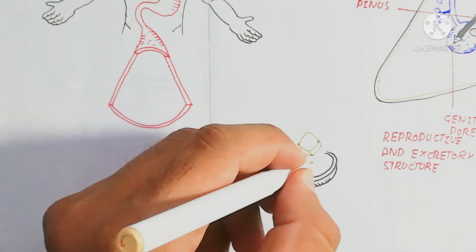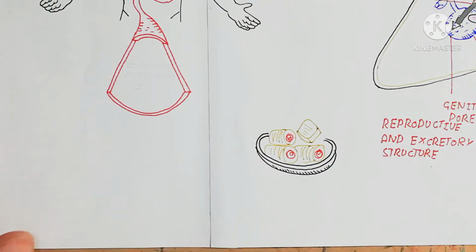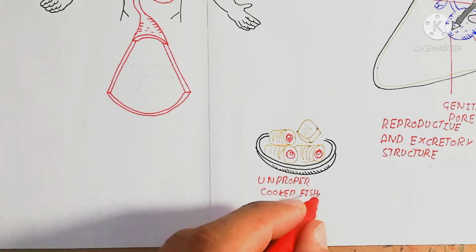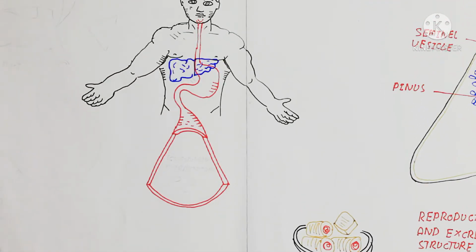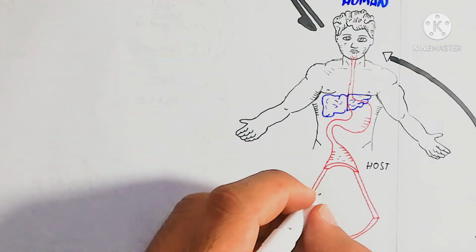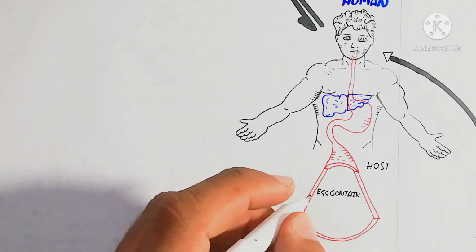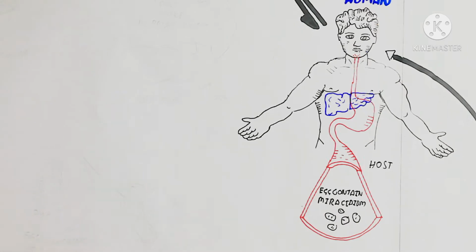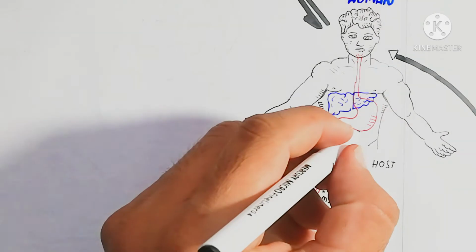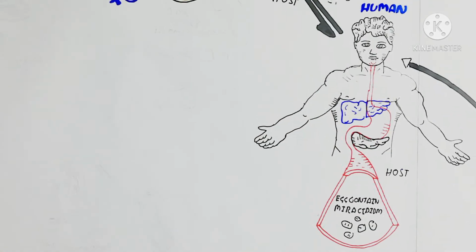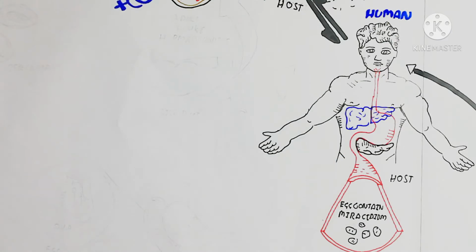Here I am drawing the fish, which is improperly cooked or uncooked fish containing a metacercarial cyst. This metacercarial cyst will enter the human body through the digestive system. After absorption, it goes into the blood, circulates, and ultimately goes into the liver, through the mesenteric artery, splenic, hepatic artery and hepatic vein.